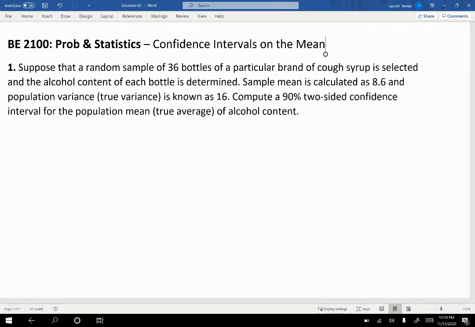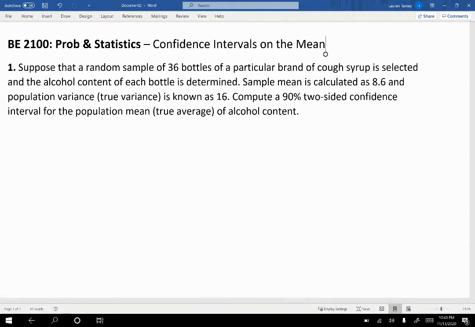Suppose that a random sample of 36 bottles of a particular brand of cough syrup is selected and the alcohol content of each bottle is determined. Sample mean is calculated as 8.6 and population variance, true variance, is known as 16. Compute a 90% two-sided confidence interval for the population mean, true average of alcohol content.